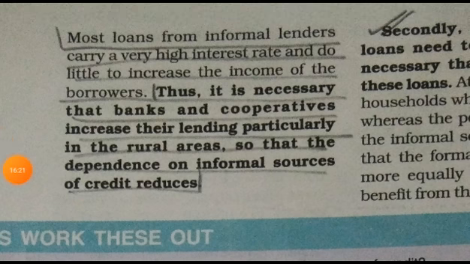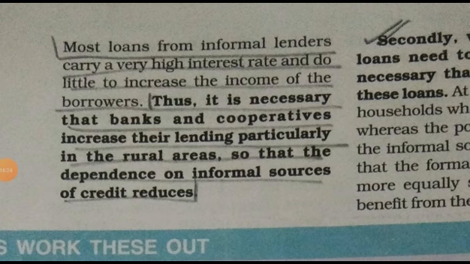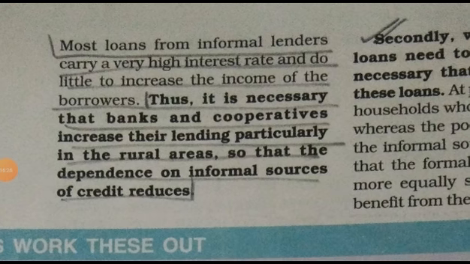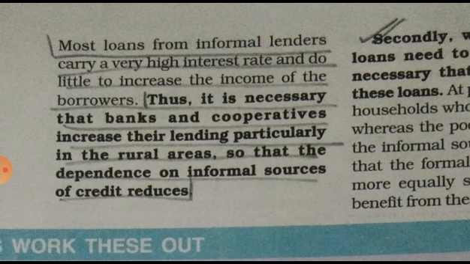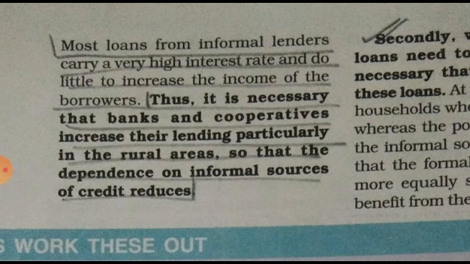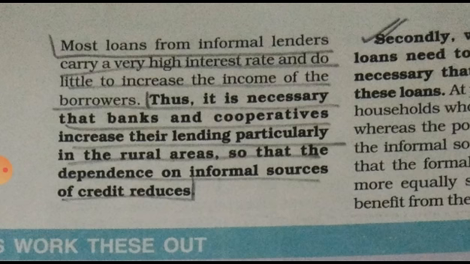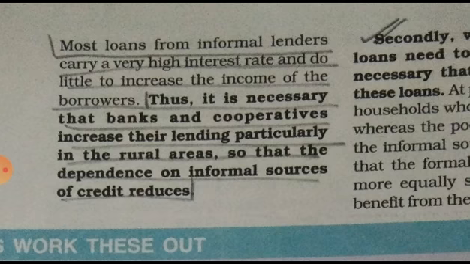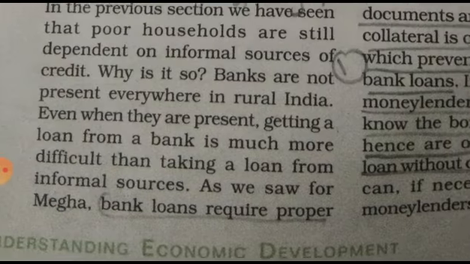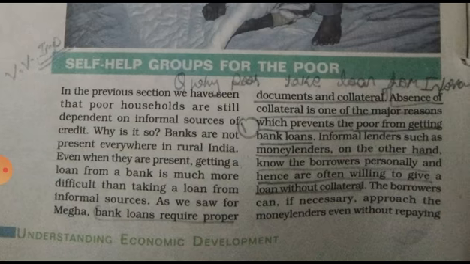Then the last part of this lesson, that is self-help groups for the poor, or in short called the SHG. In the previous section, we have seen that poor households are still dependent on the informal sources of credit. Why is it so? Banks are not present everywhere in rural areas.